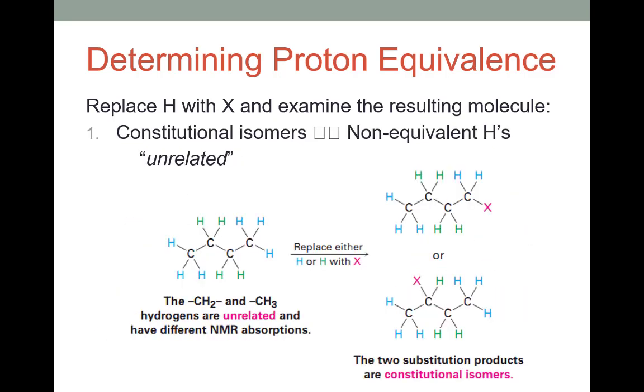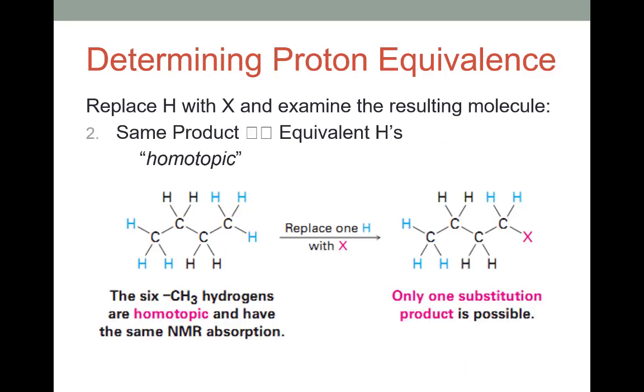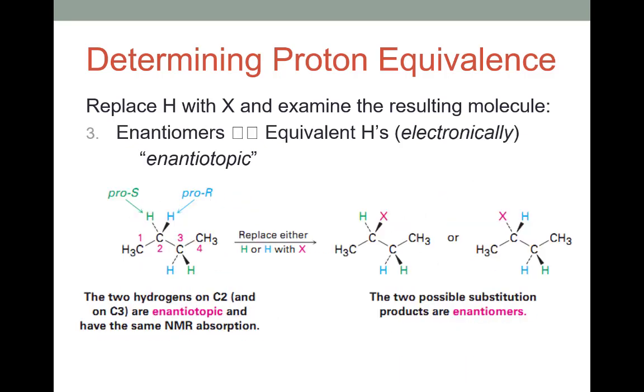So if we back up a second, technically these blue hydrogens we would say are unrelated. The green hydrogens, since we have the ability to generate a stereocenter by doing this substitution, we would say they're still equivalent. They're still in the same NMR signal, but we would call them enantiotopic if you were choosing from a list of terms.